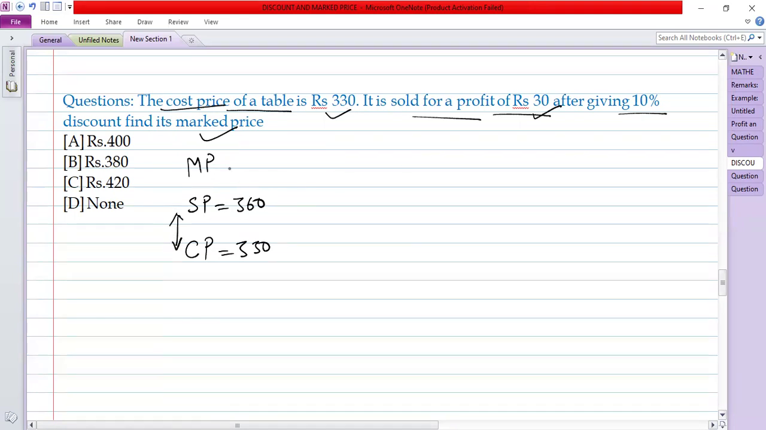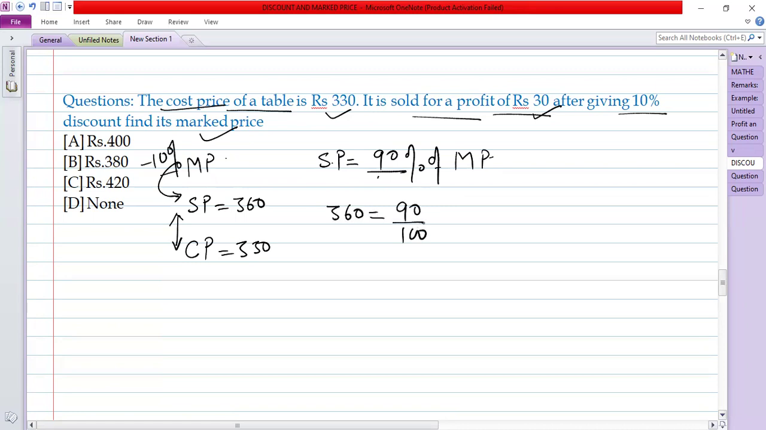And now, what is the discount here? Coming from here to here, the discount is minus 10%. So obviously, once again, the selling price will be 90% of marked price. Means this 360 must be 90 by 100 of marked price. So what will be the marked price? That will be nothing but 360 divided by 0.9. One can very well see it will be 400.